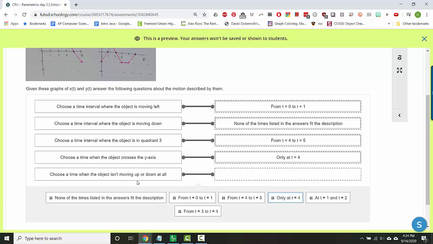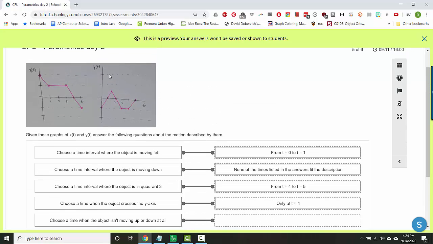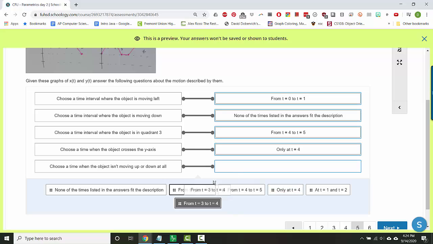Choose a time when the object isn't moving up or down at all. So I can see in the y versus time graph, the only interval for which the y-coordinates don't change is the interval from 3 to 4. So that's the one I'll choose.